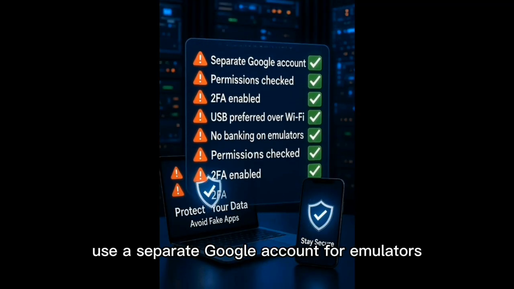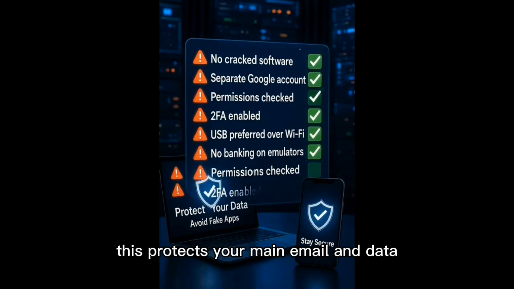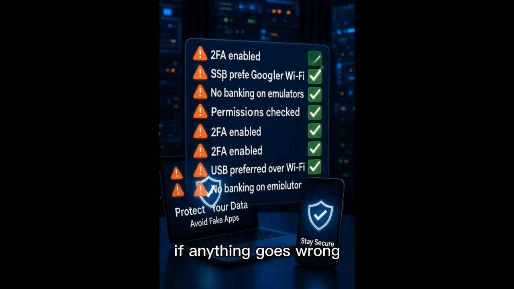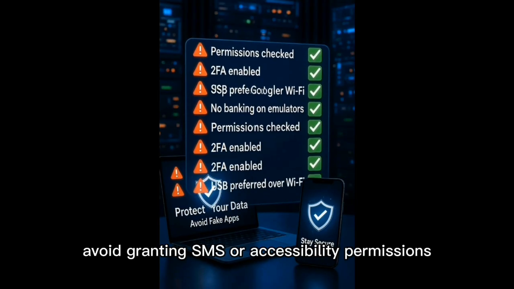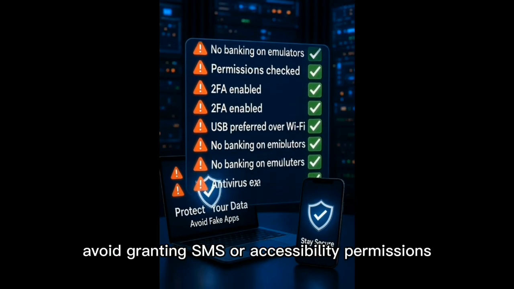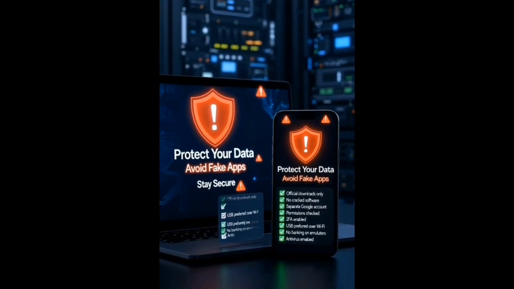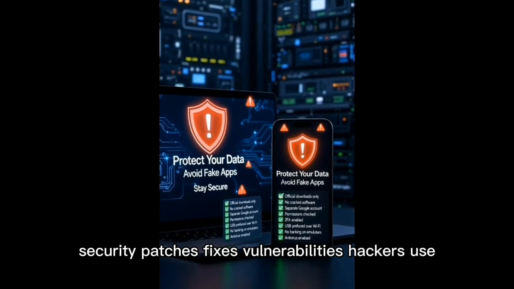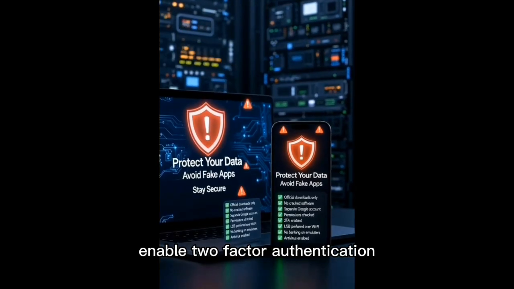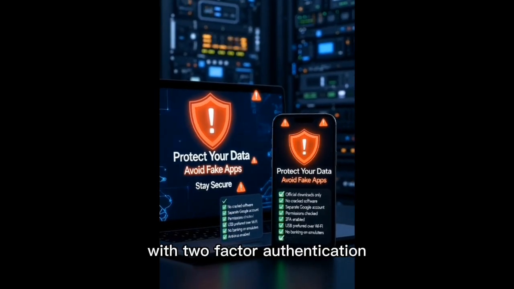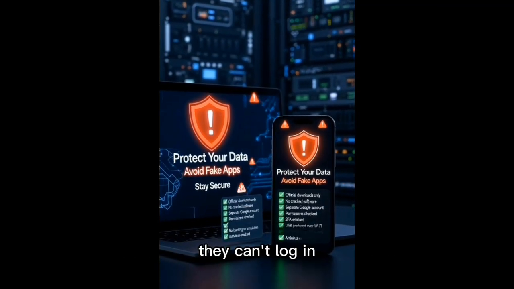Use a separate Google account for emulators. This protects your main email and data if anything goes wrong. Check app permissions carefully. Avoid granting SMS or accessibility permissions. Keep software updated. Security patches fix vulnerabilities hackers use. Enable two-factor authentication. With two-factor authentication, even if someone steals your password, they can't log in.